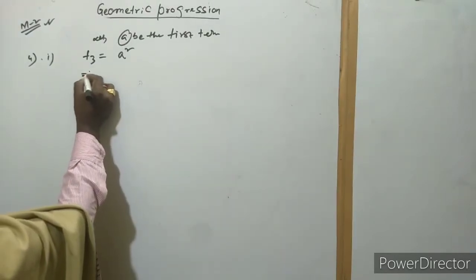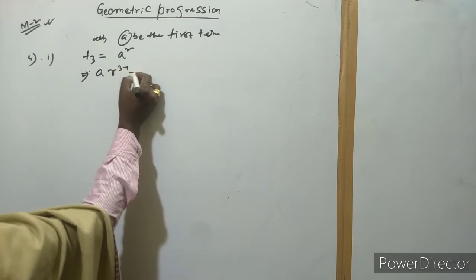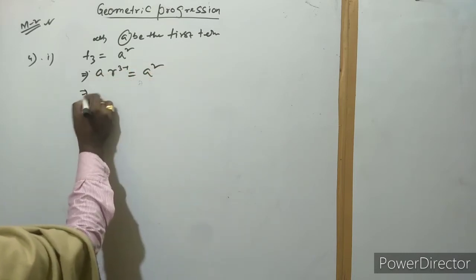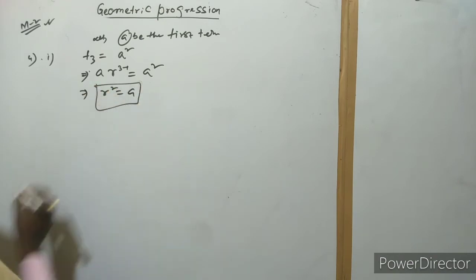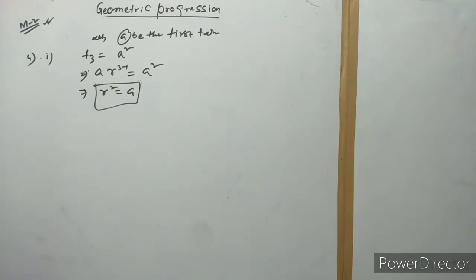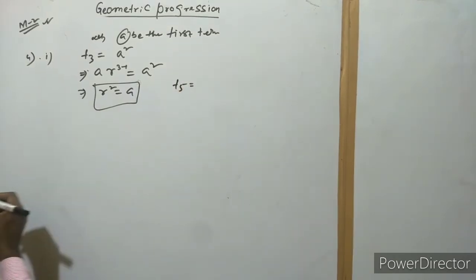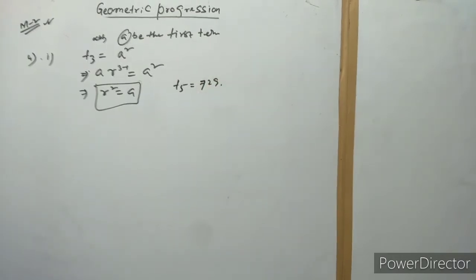You know the third term is A into R to the power 3 minus 1, and we can write this. So A cancels, and R square is equal to A. Okay, so this is the first case we have here. And now it is given that the fifth term is 729.